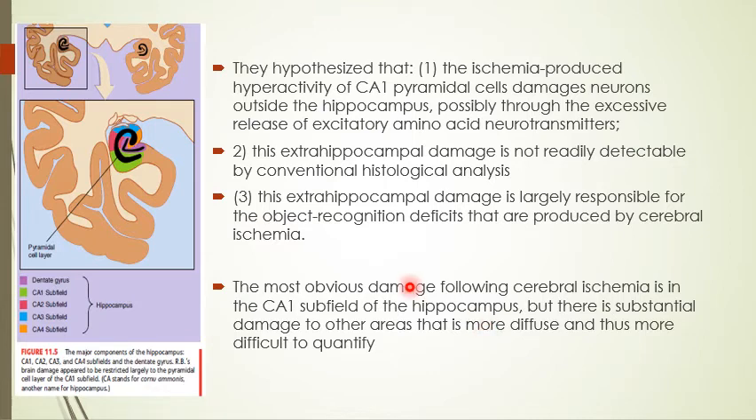So, the most obvious damage following cerebral ischemia is in the CA1 subfield. Okay, so following a stroke, following a disruption in the blood, the damage is in the CA1 subfield, this area in green. Okay? But there is substantial damage also to other areas that is more diffuse, mas spread pa, and this is more difficult to quantify. So maybe mas spread siya sa laing area sa brain, outside the hippocampus, no? And then the potential here is that those outside the hippocampus affected might be responsible for object recognition.